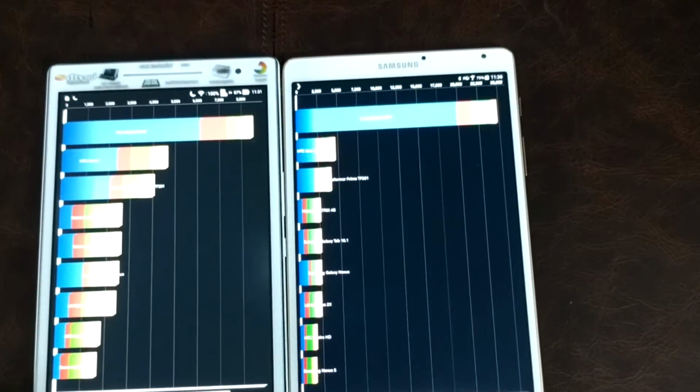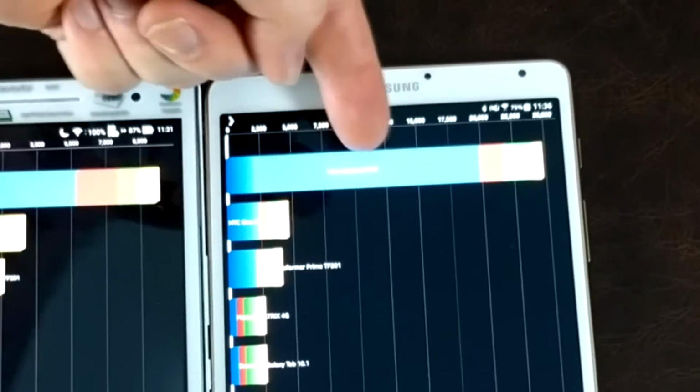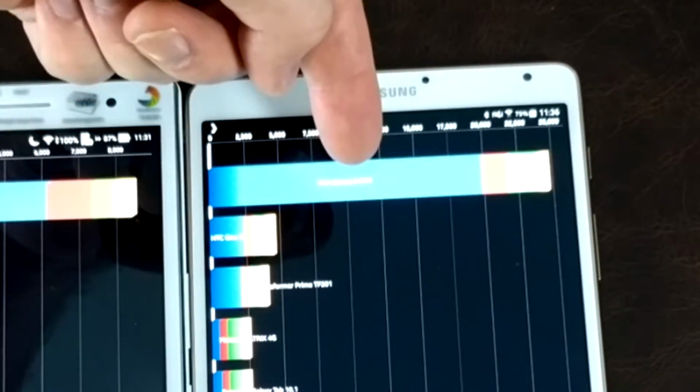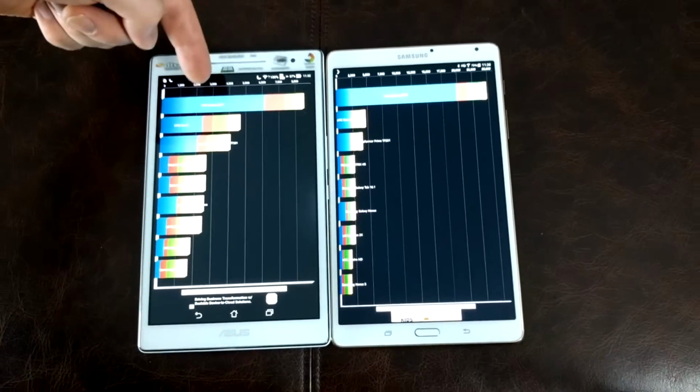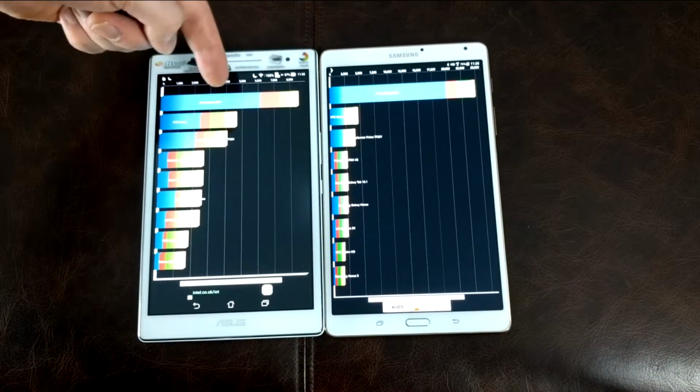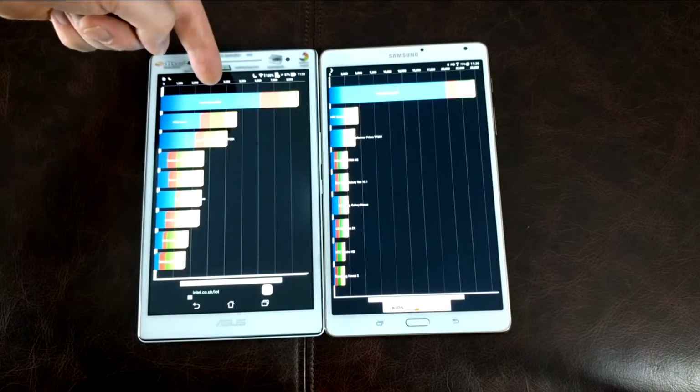And there we have it, the overall score. There is a noticeable difference between the devices here. 24,779, 8,547. Now I had expected this to be a great deal higher than that, and I'm wondering what's going on.